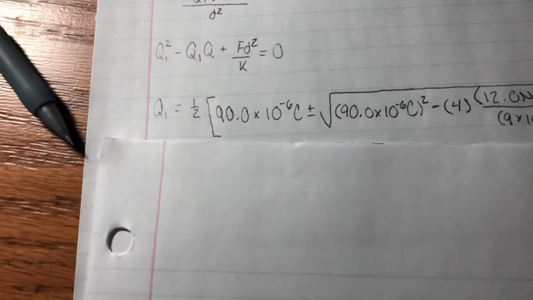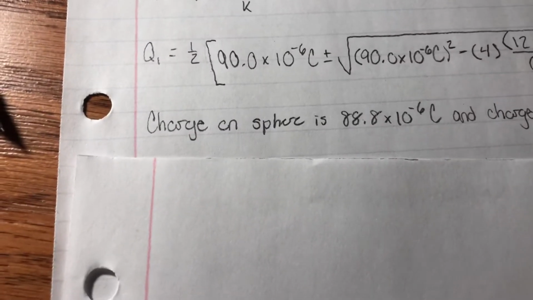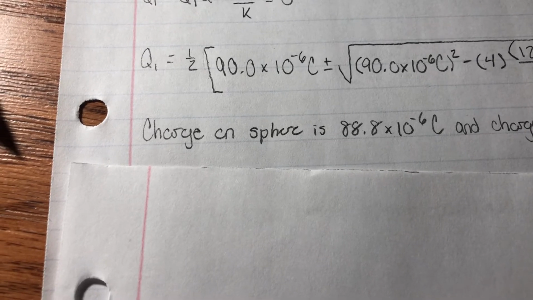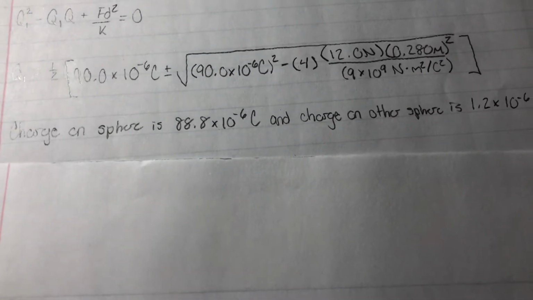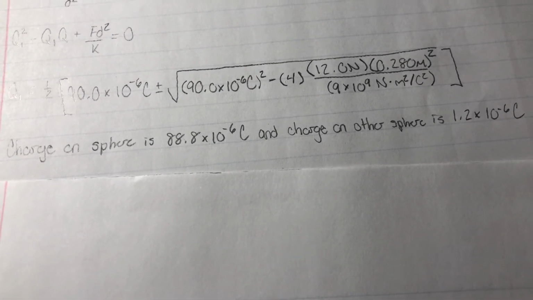After doing the calculation on this, you will receive that the charge on one sphere is 88.8 times 10 to the negative 6 coulombs. With this, you can find that the charge on the other sphere will equal 1.2 times 10 to the negative 6 coulombs.